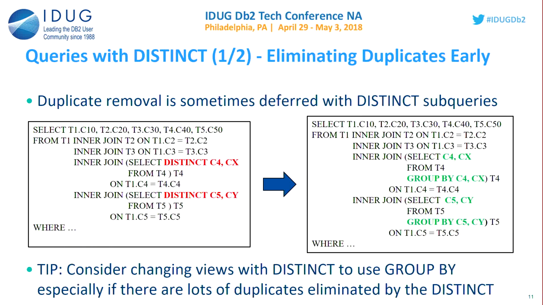So this is an easy way to force the duplicate removal on a smaller table rather than doing the join and waiting until after the join to a fact table, which could be a very large stream. We don't want to do the duplicate removal on a large stream. If you have views with select distinct in them, change them to a group by, and you will have the early duplicate removal done. I got a question.